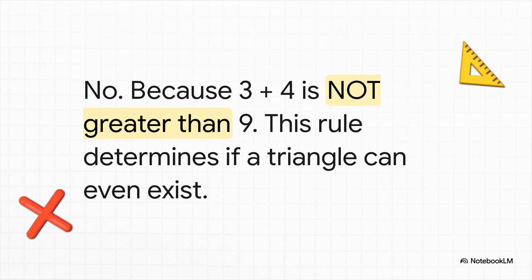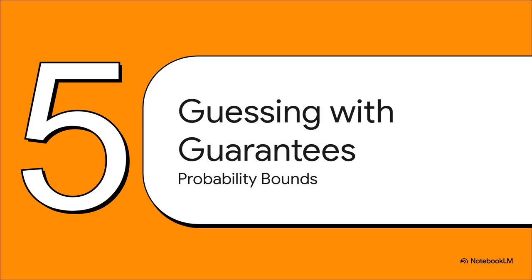And the theorem gives us the answer instantly. Look, 3 plus 4 is 7, and 7 is not greater than 9. The two shorter sides wouldn't even be long enough to touch. So you see, it's not just some abstract rule in a textbook, it's a hard physical limitation of the space we live in.